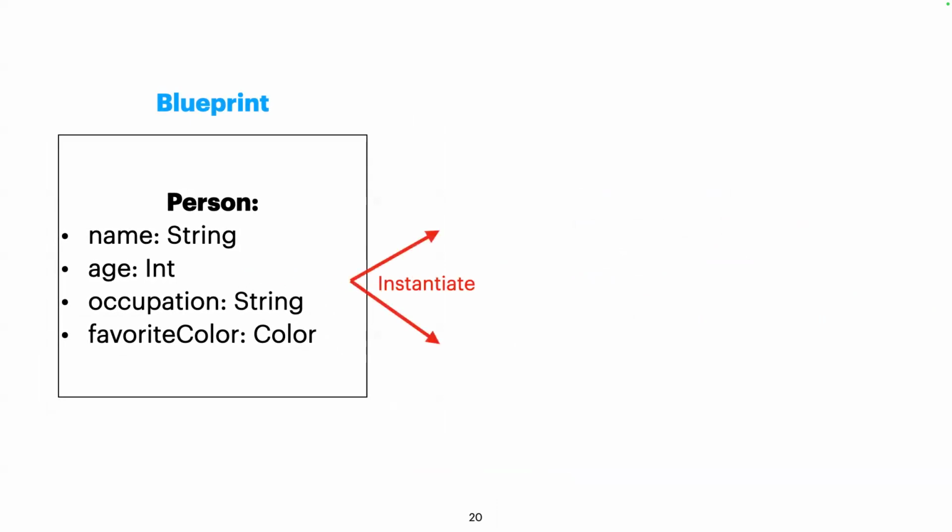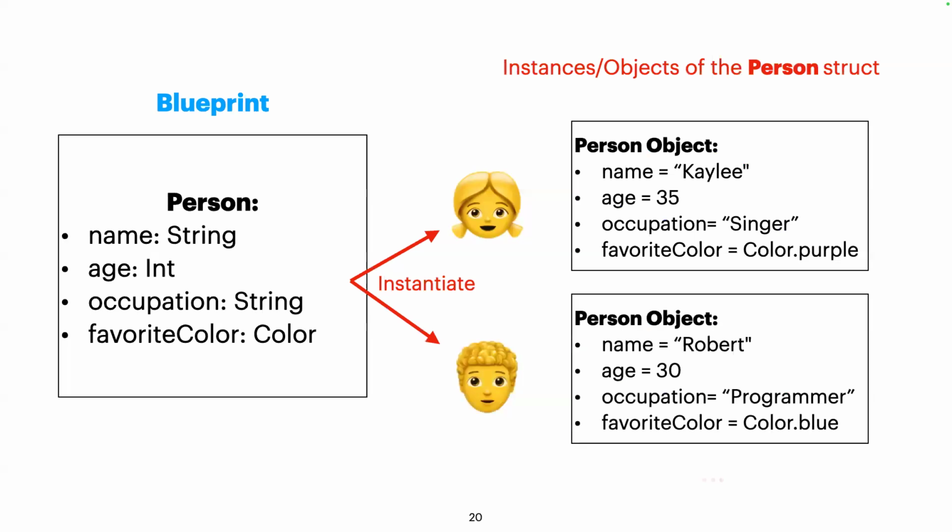And creating multiple objects of this Person data type is called instantiating. So I can create a person called Kaylee. Her age is 35. Her occupation is singer. Her favorite color is purple. I can create a totally different person called Robert, with a different age, occupation, and favorite color. So again, these are two different objects, and we're instantiating them from this Person struct.